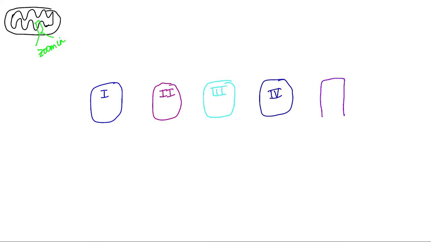Complex 5 is ATP synthase. So you can probably already guess what that complex does. So synthase, so synthesizing ATP. Oop, I did not mean to erase that. Let's see. Okay, so let's go ahead and draw our membrane.